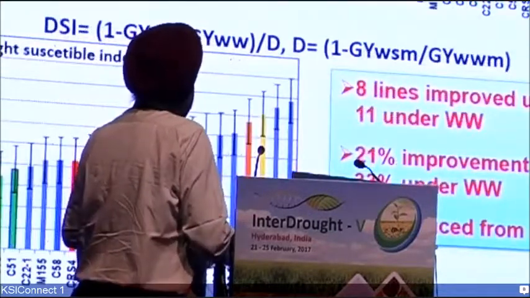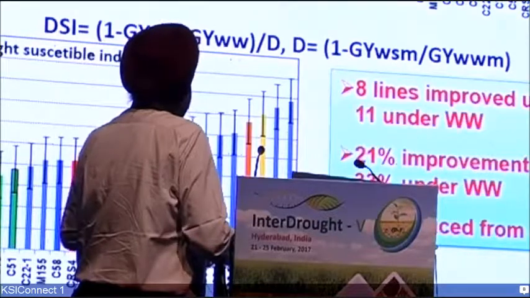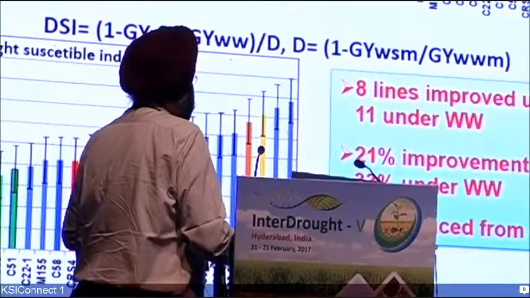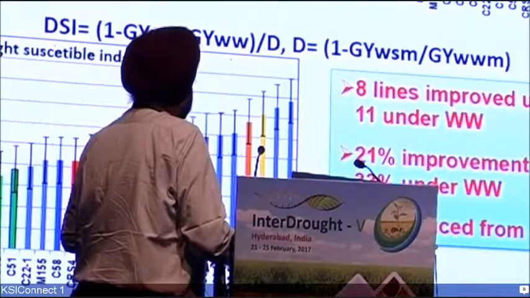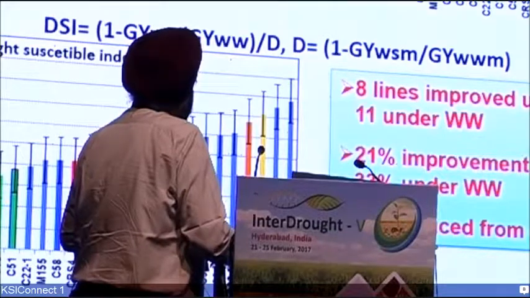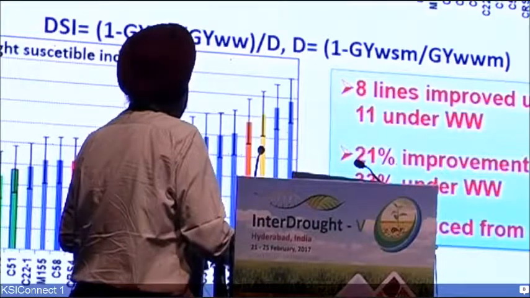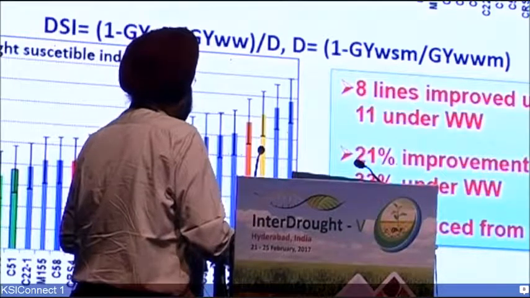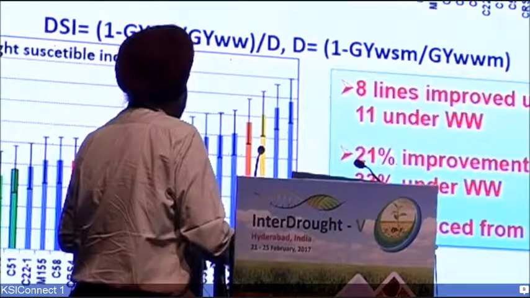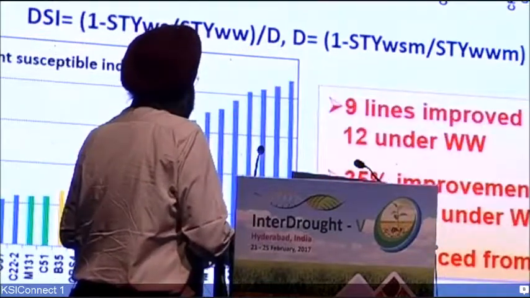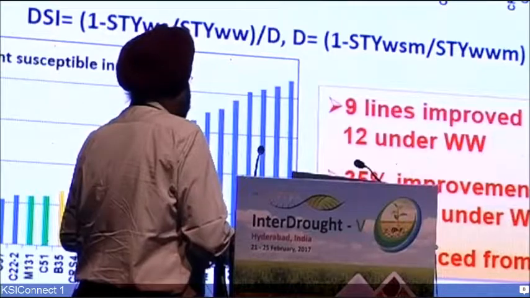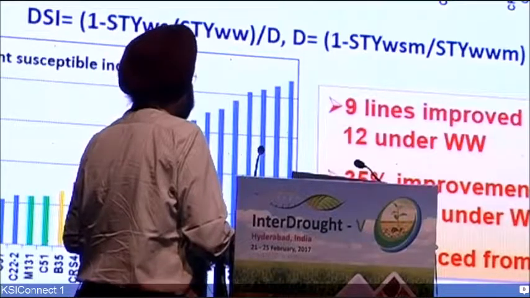Similarly, in grain yield, there is improvement of around 21% in water stress condition and 33% in well-watered condition, and drought tolerance level also increased. This means that by introgression into Rabi adapted lines, we have increased grain yield as well as improved drought tolerance. Similarly, stover yield also increased by 35% under water stress conditions.